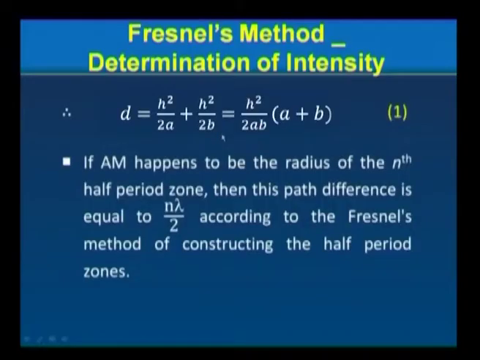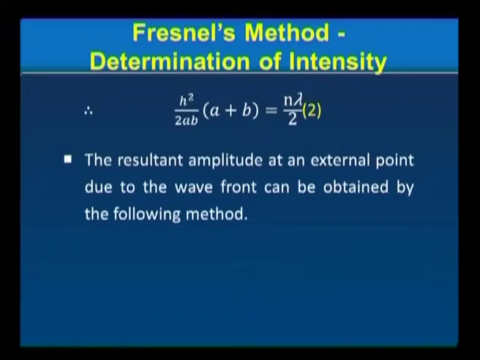If AM happens to be the radius of the nth half period zone, then this path difference is equal to n lambda by 2 according to Fresnel's method of constructing the half period zones. So, you have here H square by 2AB into A plus B is equal to n lambda by 2. The resultant amplitude at an external point due to the wavefront can be obtained by the following method.